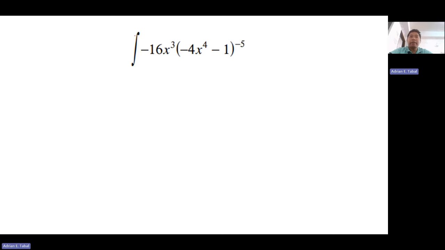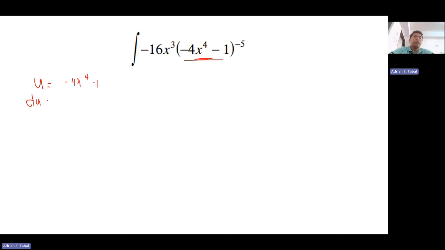First example: we have negative 16x cubed multiplied by the quantity negative 4x raised to 4 minus 1, to the power of negative 5. Again, let's first find our u. Our u must be the one that we can integrate with a constant, so we can consider the expression under the parentheses as our u. So u is equal to negative 4x raised to 4 minus 1.